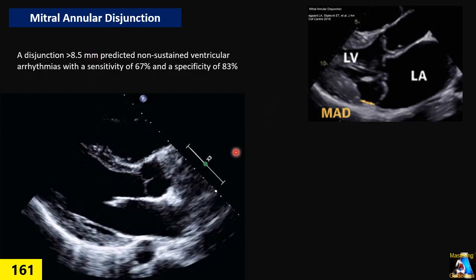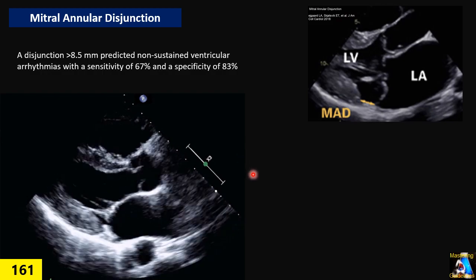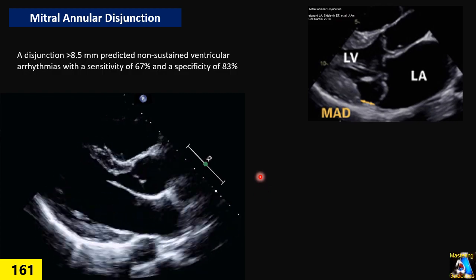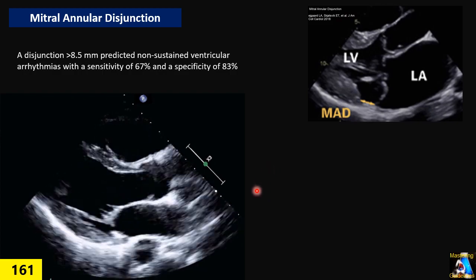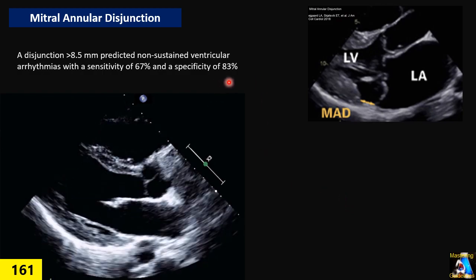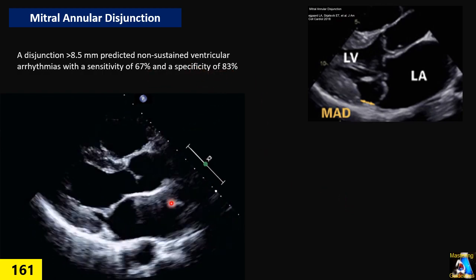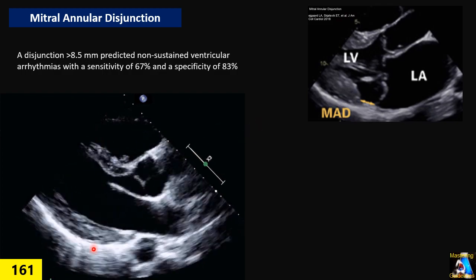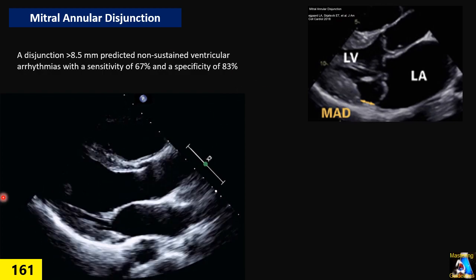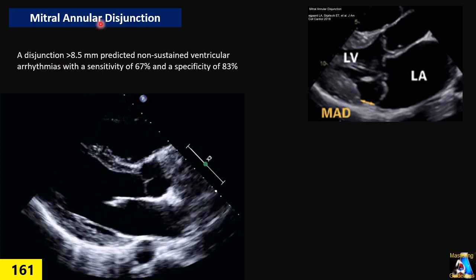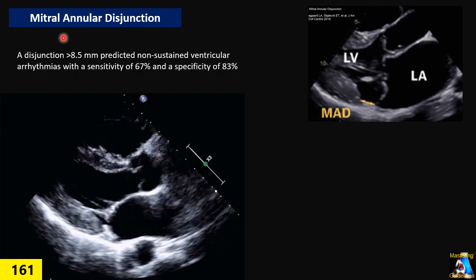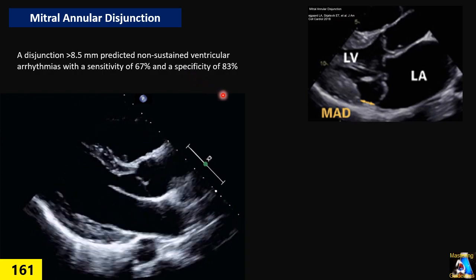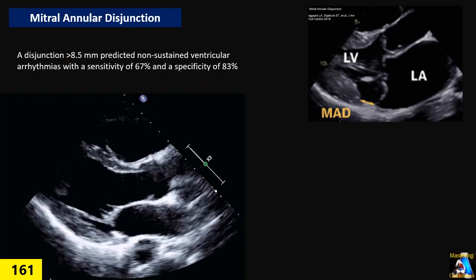In one study, it has been shown that in those patients with mitral valve prolapse, a disjunction of more than 8.5 millimeters can predict non-sustained ventricular arrhythmia with a sensitivity of 67 and a specificity of 83%. And it showed that it correlates with fibrosis in the left ventricle, especially the basal and posteromedial papillary muscle, and they are at high risk for developing malignant MVP.